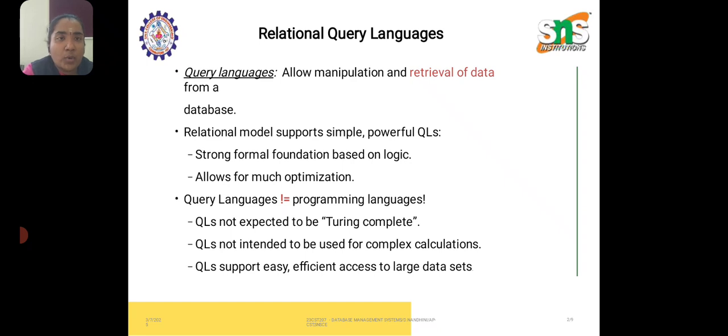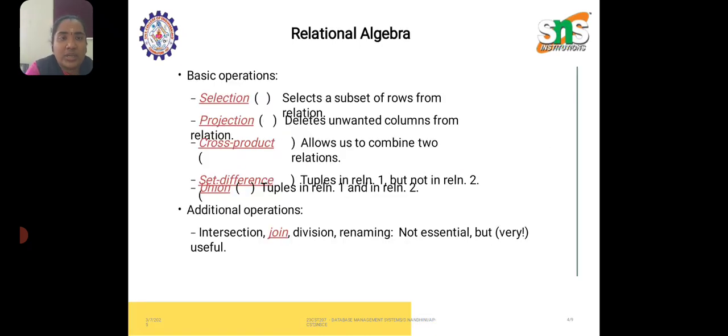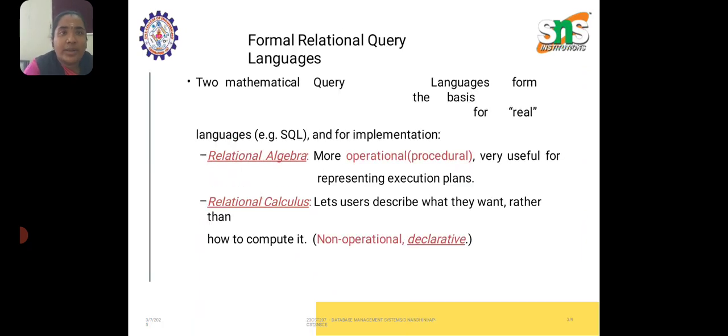Query languages are not programming languages. QLs are not expected to be Turing complete, and are not intended to be used for complex calculations. QLs support easy, effective access to large data sets. Formal relational query languages: two mathematical query languages form the basis for real languages like SQL, and for implementation. Relational algebra and relational calculus have more operations and are very useful for representing execution plans. Relational calculus lets users describe what they want rather than how to compute it. It is non-operational, declarative.